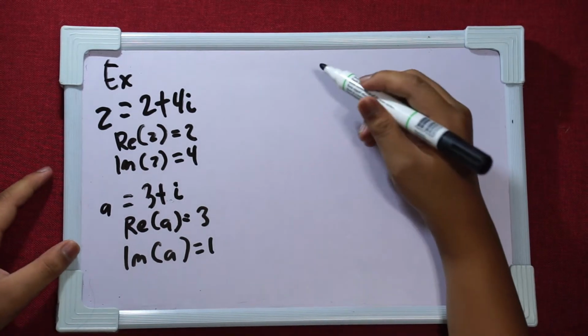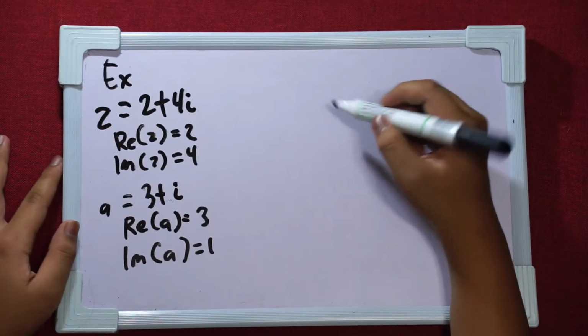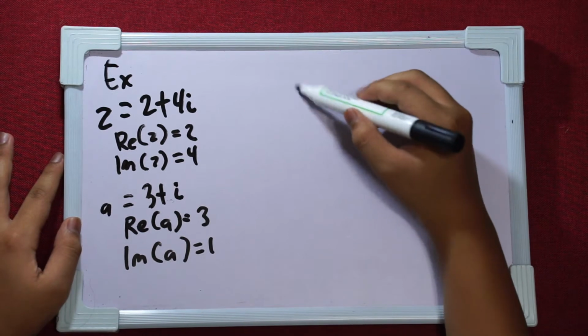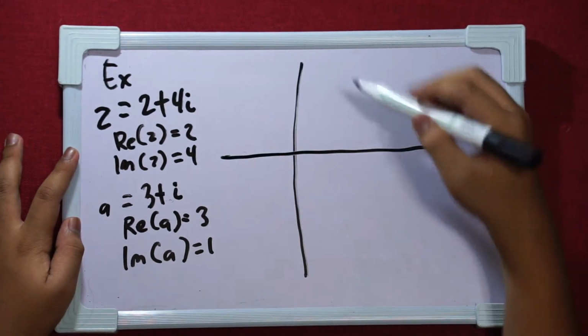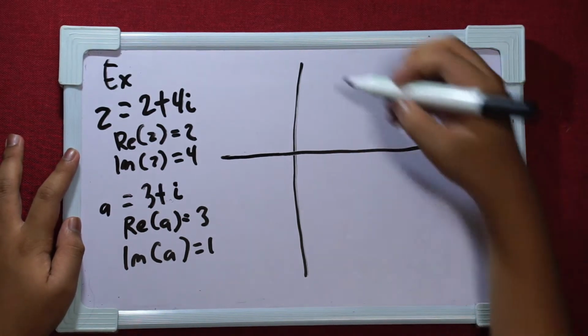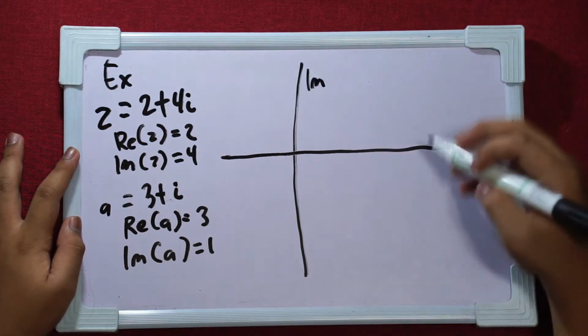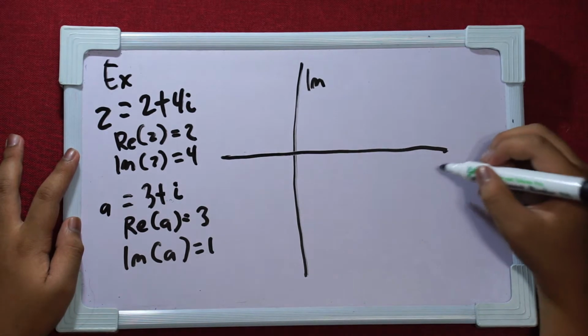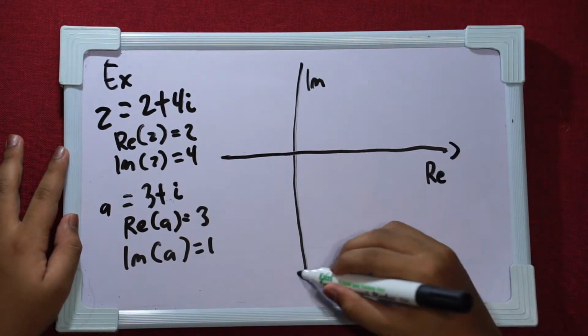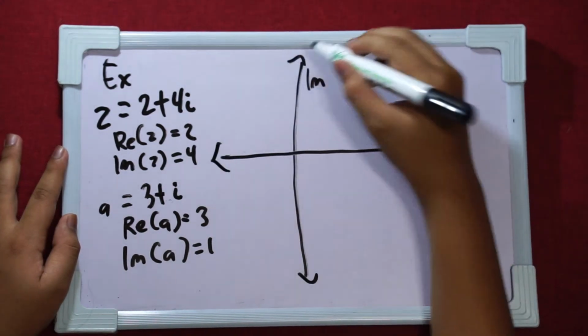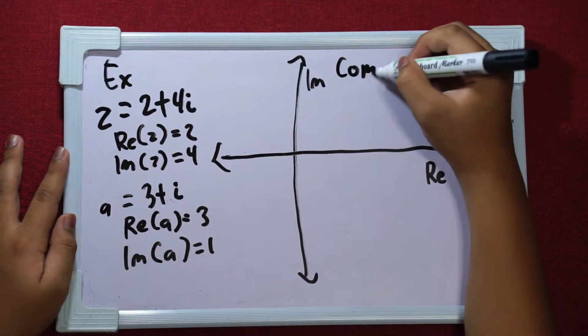So complex numbers can be plotted in a complex plane, which looks like this. The vertical axis is where the imaginary part is, and the horizontal axis is where the real part is. And this is called the complex plane.